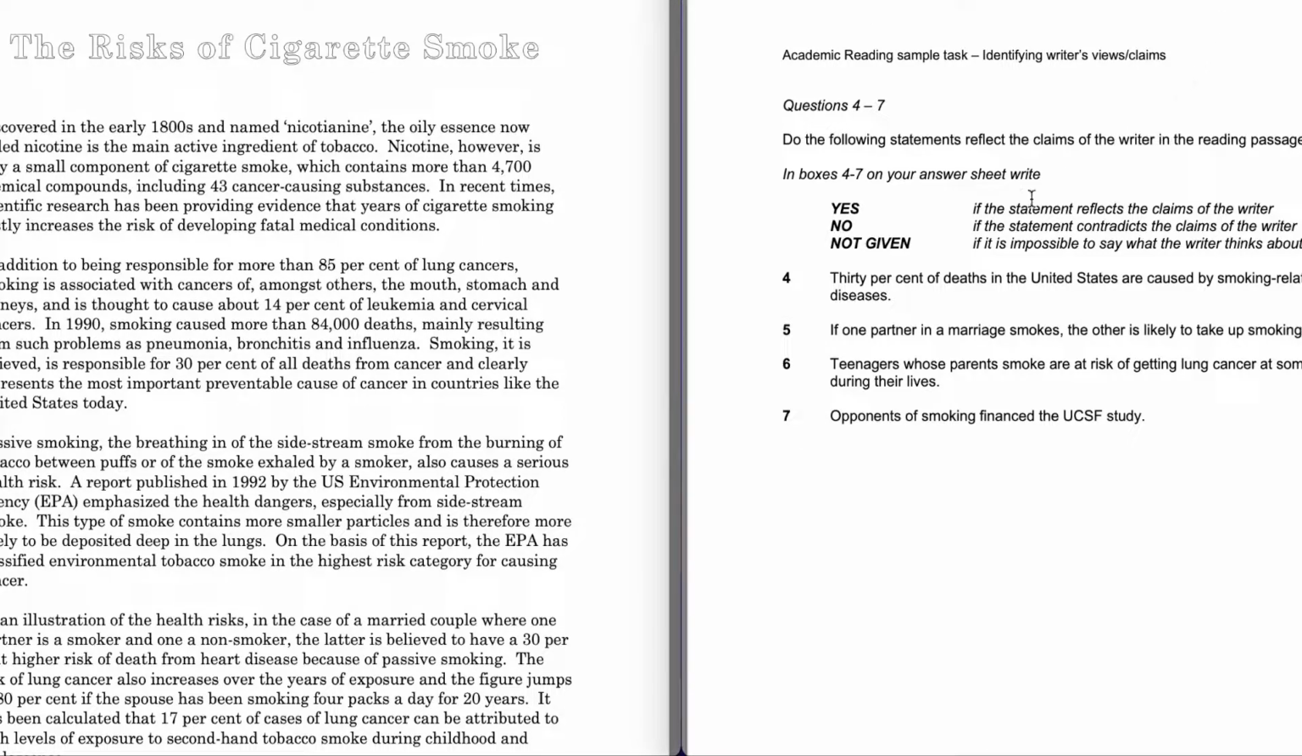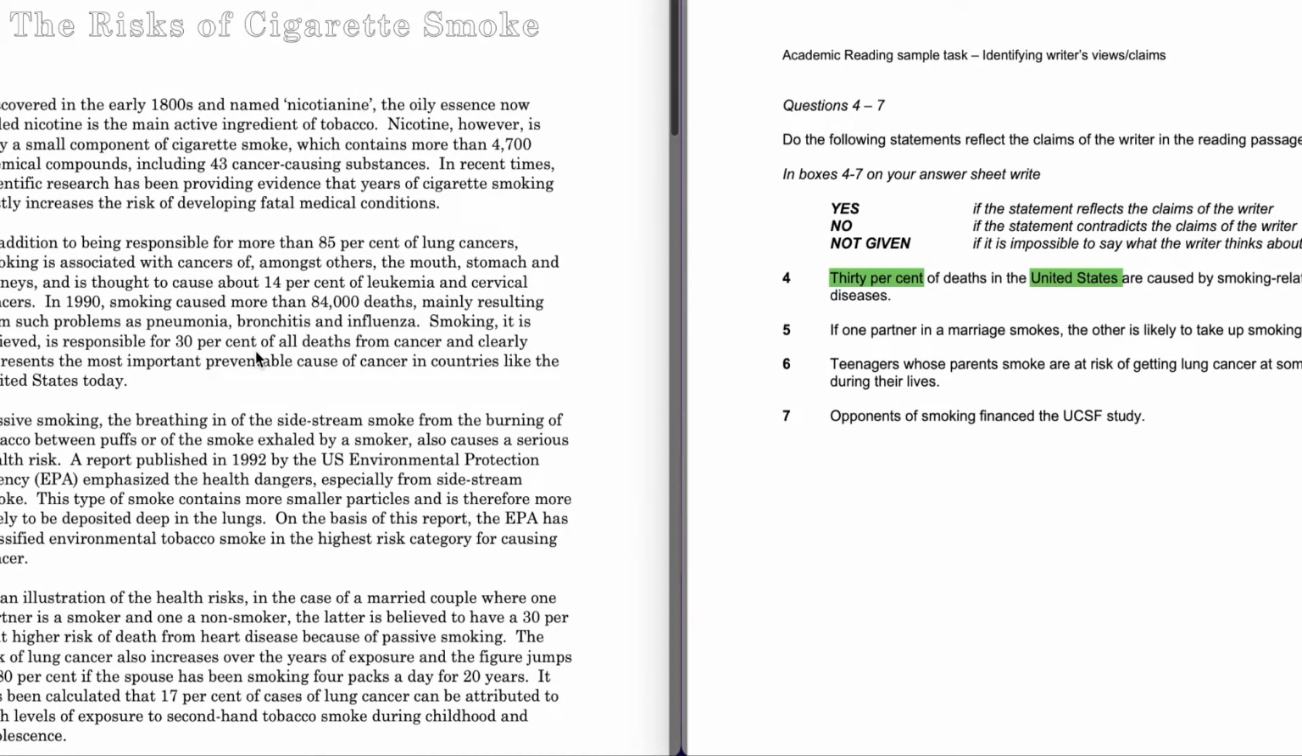Let's highlight our keywords, which are 30% and the United States. We go to our text and try to find information about 30% and about the United States. In the first paragraph, we don't have any information. In the second paragraph, there is some information about 30% and about the deaths, 30%. So we're going to highlight this keyword, and about the cancer and about the United States. We're going to highlight this information about the United States.